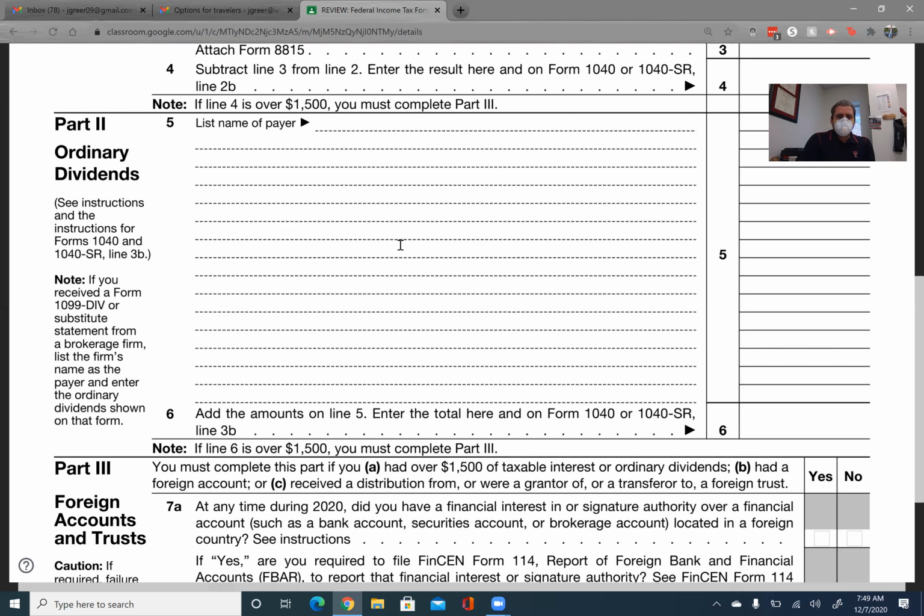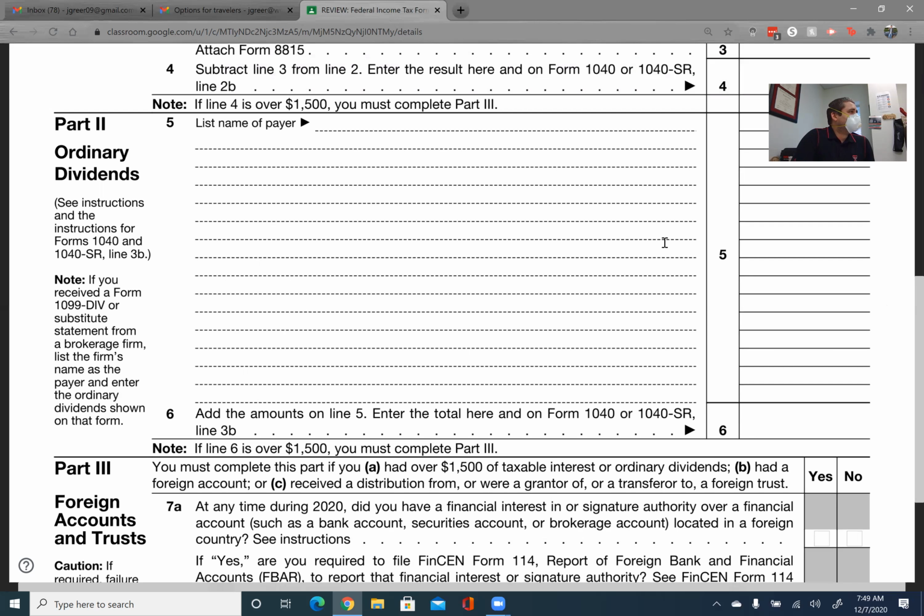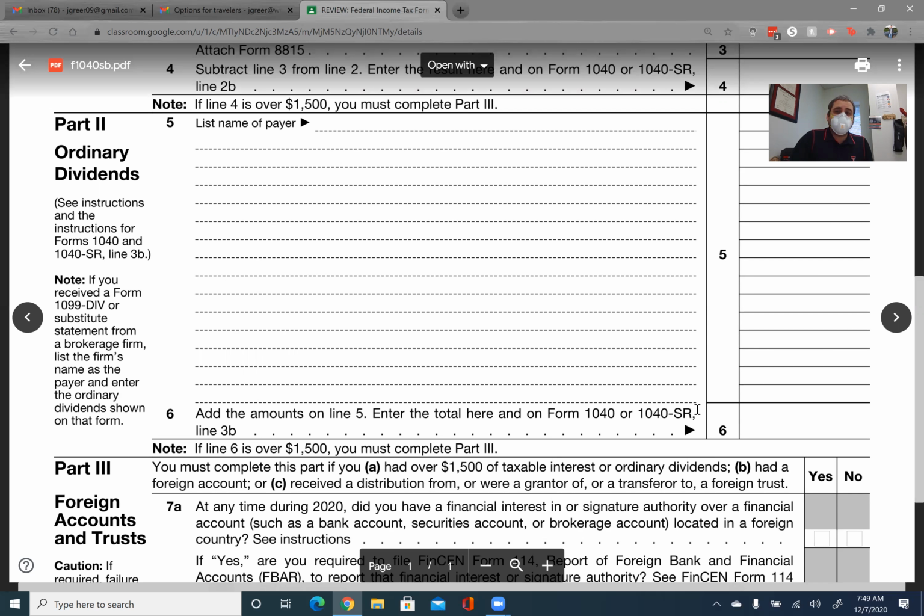So let's see. You're going to have like Fidelity or Schwab or TD Ameritrade. Leo, you said you invest some? Who's your bank with? E-Trade, right? So you would put E-Trade here, and then the total number of ordinary dividends that you got from your E-Trade account. Okay. And what do we do in line 6? Add them up. Okay.